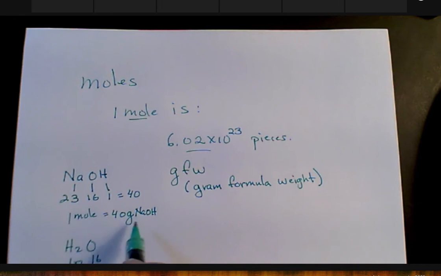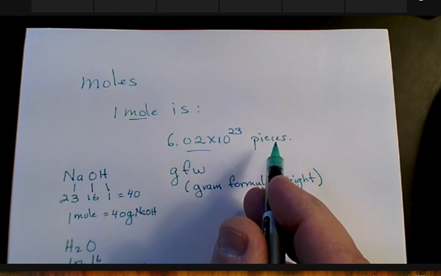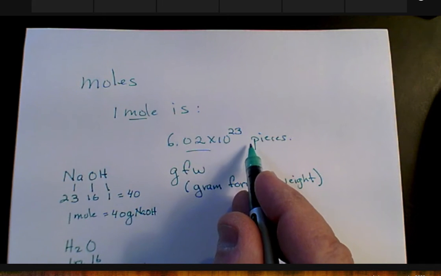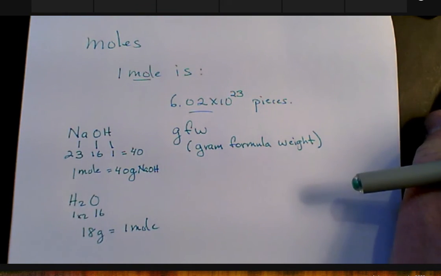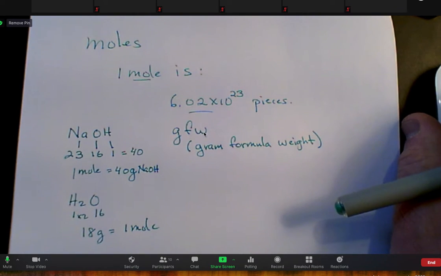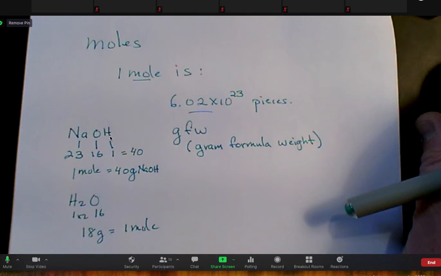So what that means is sodium hydroxide, if I have 40 grams of it, I have this many pieces of sodium hydroxide. If I have 18 grams of water, I have this many pieces of water. The number of pieces is the same, but the masses are different. All right. You understand how the gram formula weight is the sum of the formula masses that you find on the periodic table.